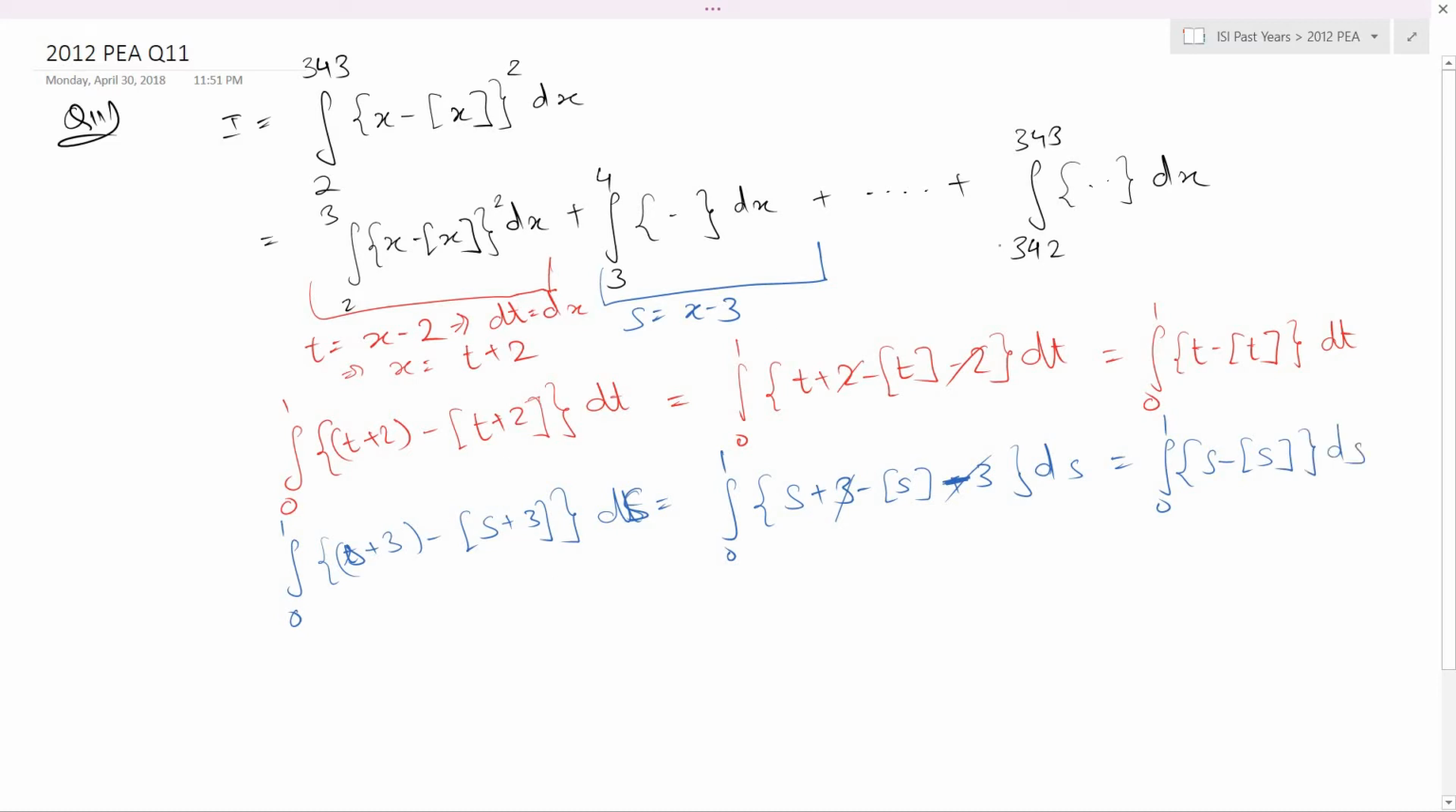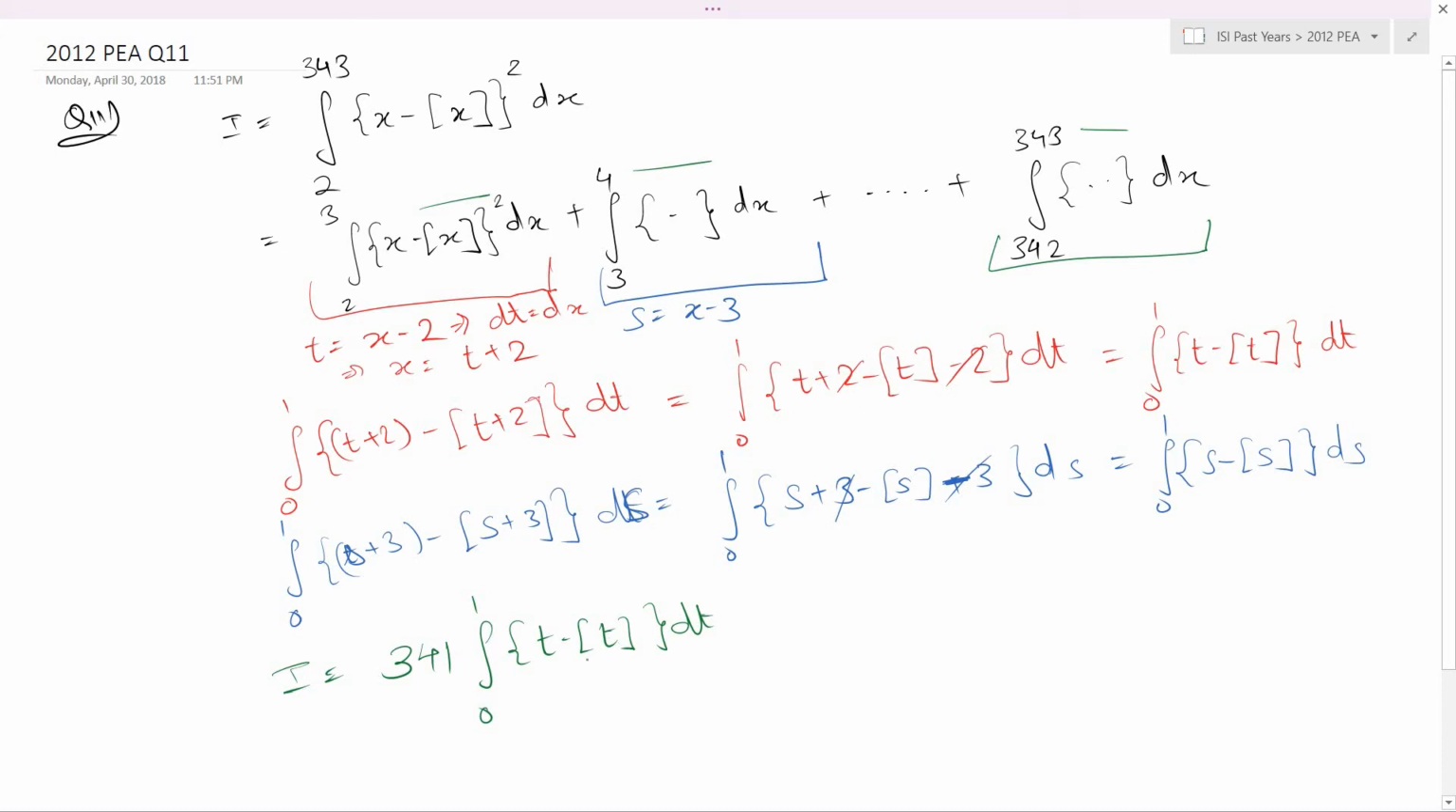So what will happen is that each part becomes the same. You can do different substitutions for each part. What you will finally be left with is 341 different integrals. So 341 times the integral from 0 to 1 of t minus greatest integer function of t, dt.